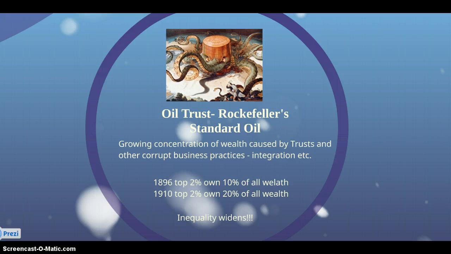And you can see an octopus that looks rather menacing, and the 8 tentacles, arms kind of reaching out and grabbing up other oil producers. And this is what Rockefeller did when he created a trust. He created a monopoly and essentially controlled 90% of the U.S. petroleum market at one point.